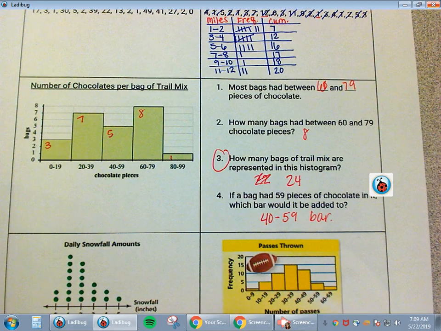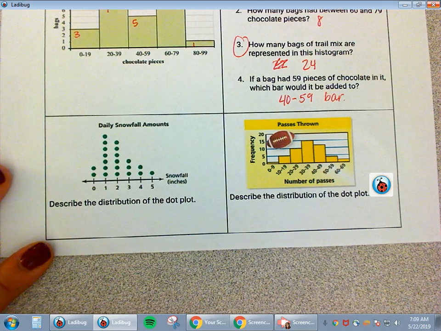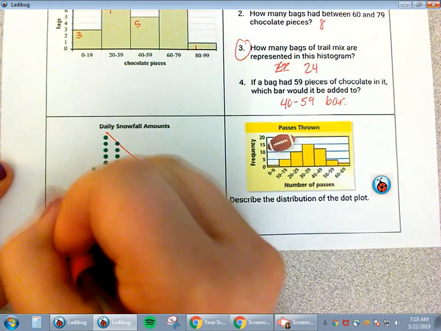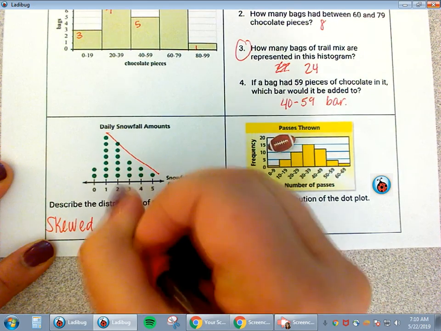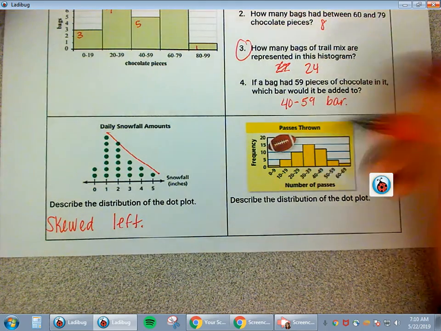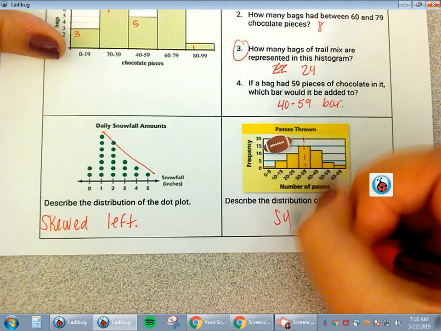All right, last couple, we want to describe the distribution of these. So this one I actually gave you a dot plot, which is very similar to a histogram. It's snowfall in inches, and I'm thinking this one is skewed, so skewed left. And then this histogram with passes thrown, I can almost perfectly draw that symmetric line, so this one is symmetric.